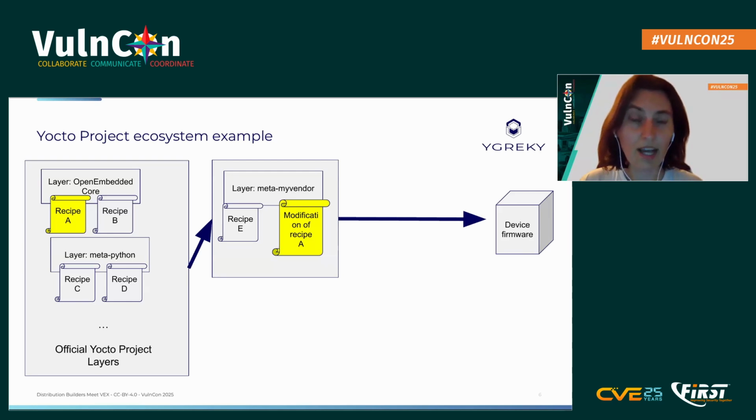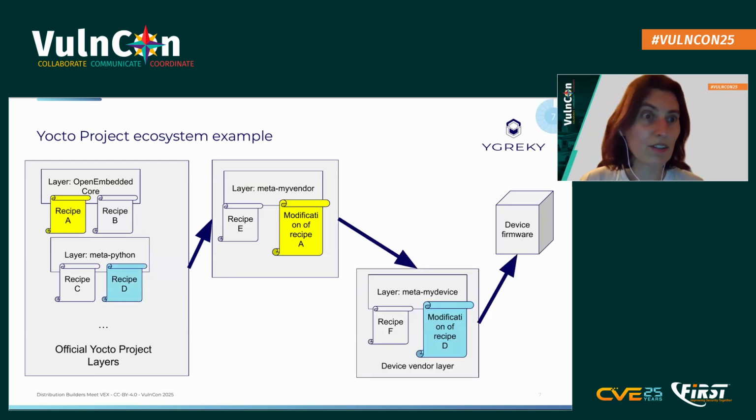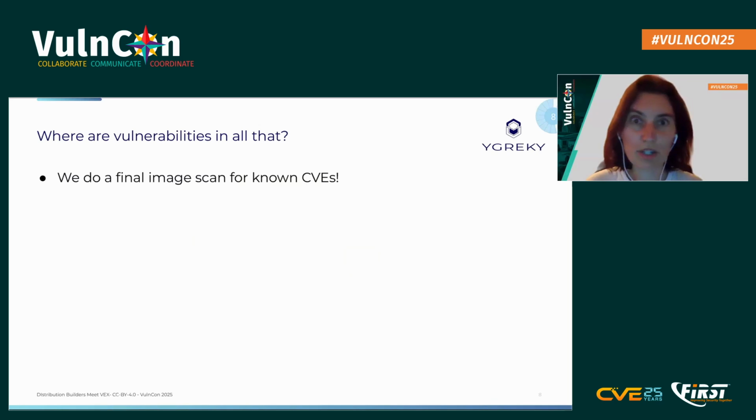They may come from your vendor, and the layer from the vendor can modify some of the build recipes from the main layers. And it doesn't stop here, because device vendors also add their own modifications, and they add their own layers for some specific software, for example, for the application software that is running on your device. And all of those layers can be modifying all the elements.